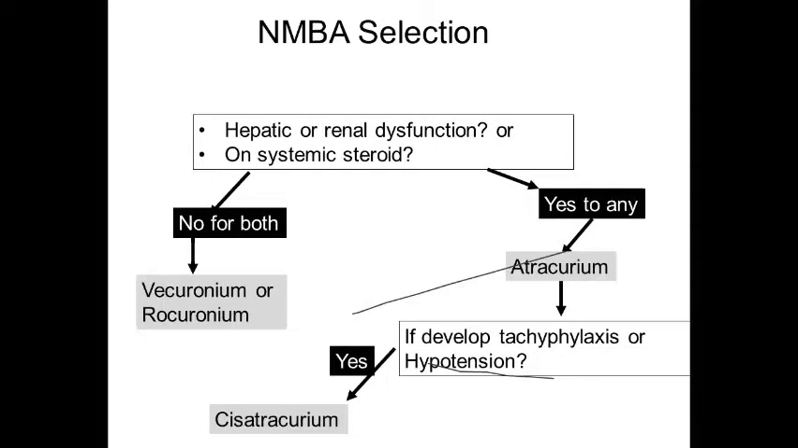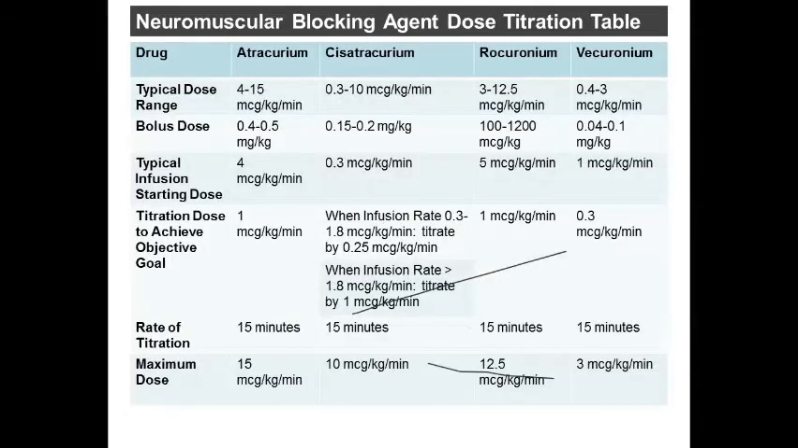Now, the selection, if you still want to use it, this is the selection slide. If the patient has hepatic or renal dysfunction or is on steroids, if yes to any, start with atracurium. If no, then you can use either vecuronium or rocuronium. This is mainly for the cost. Now, if you use atracurium and all of a sudden the patient becomes hypotensive, that means there's a release of histamine or there are diuretic effects, moving to cisatracurium is the way to go.